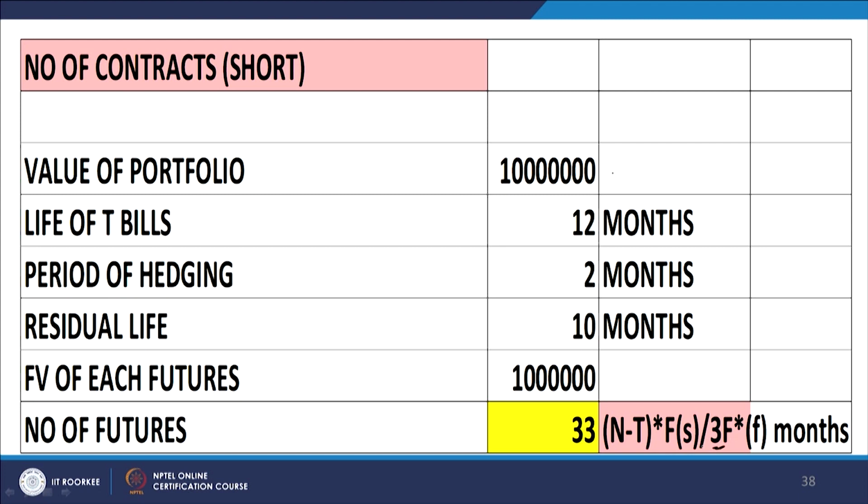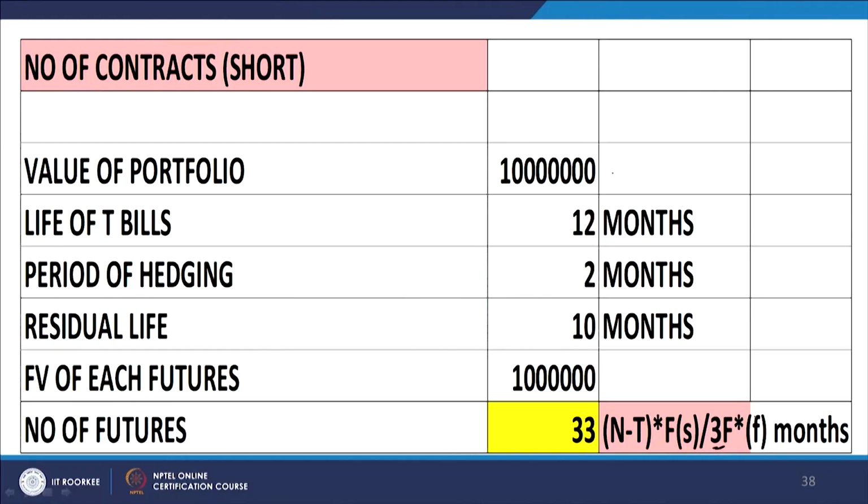So, instead of 0.25, when we talk about years, this 3 months comes into this place, and n minus t is also taken in terms of months. In other words, if you divide this by 12, this by 12, we get the same thing. If you divide this by 360 and multiply this by 30 and divide by 360, you still get the same thing. So, the units must be consistent, that is important. So, n minus t is 10 months. The value of this spot position or cash position is 10 million. The value per futures is 1 million, and when you simplify this, you get 33.3333 contracts, which is rounded off to 33 contracts. So, you require 33 contracts after rounding off.